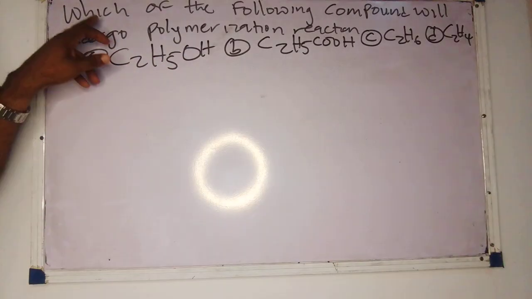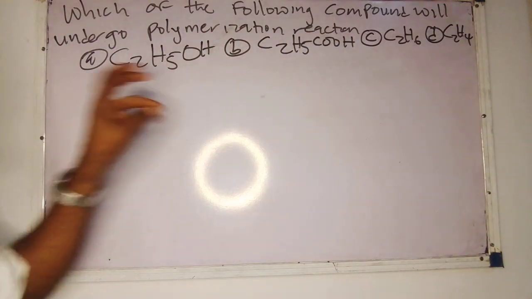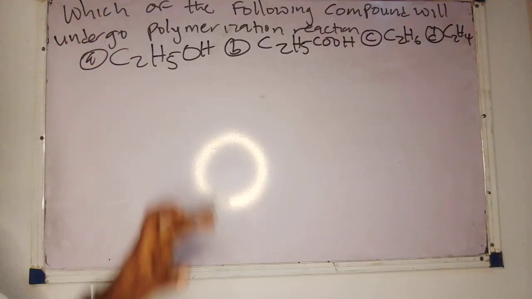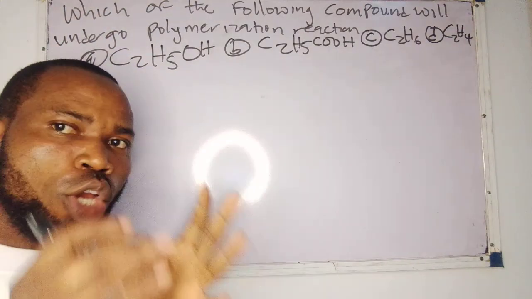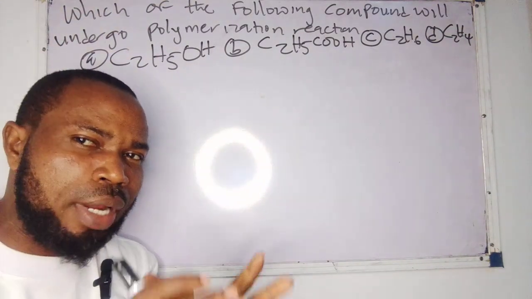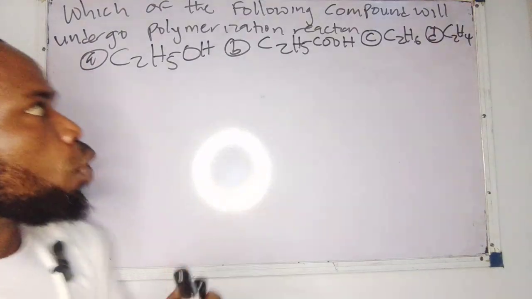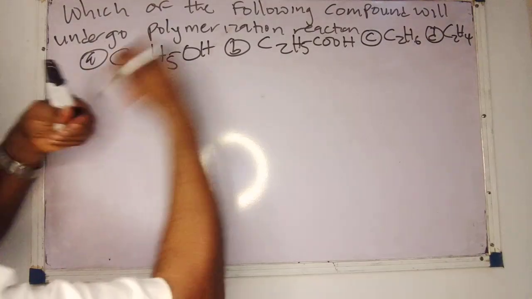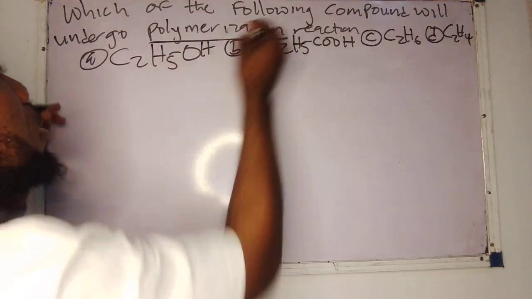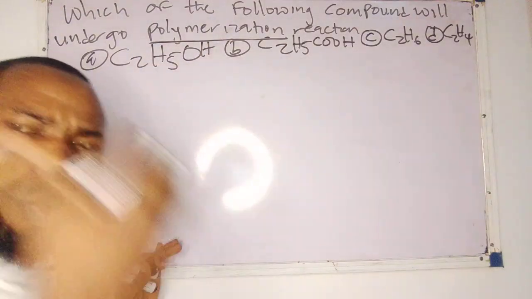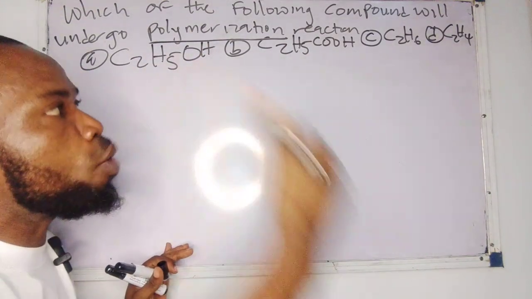They said, which of the following compounds will undergo polymerization? Now, if you have been watching my videos, you know how we used to do it, not just looking at the questions. We want to look at each term so that you will understand them well. Look at this one now. They said polymerization. For some persons, this looks like a very big grammar. What does it mean for somebody to undergo polymerization?